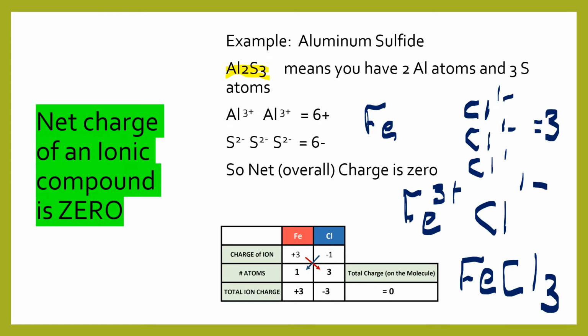So they each have a 1 minus charge. That gives Cl a total of 3 minus. The Fe here has a 3 plus charge, and there's only one of those according to this formula right here. So 3 plus and 3 minus equal 0. Okay, so very important to know the net, which means the overall total charge, what you're left over with, of an ionic compound is 0.